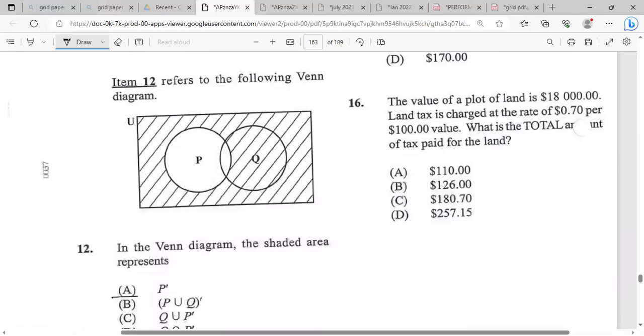Number 16, the value of a plot of land is $18,000. Land tax is charged at a rate of 70 cents per $100. What is the total amount of tax to be paid? So it's 18,000 divided by 100, because we need to know how many 100s are in this, since they give us the rate per 100. So that will give us 180, and then we multiply by the 70 cents. Of course, we're going to ignore the decimal point at first. 7 times 18 is 126.